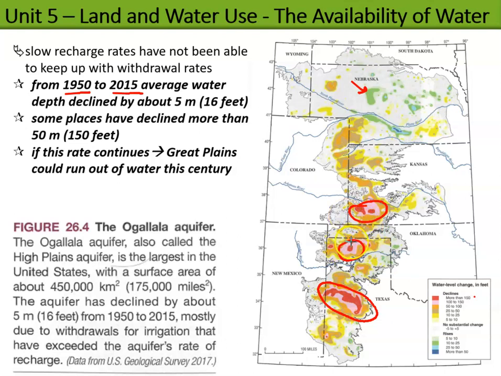A lot of people's wells have dried up because the water table has dropped below where their well was adequate before. If this rate continues, the overall trend for the Ogallala Aquifer is that it's going to dry up, or the water is going to become practically inaccessible. And so the Great Plains could run out of water potentially this century. At least these areas that depend on the Ogallala for their household water usage and their agriculture and industrial uses.